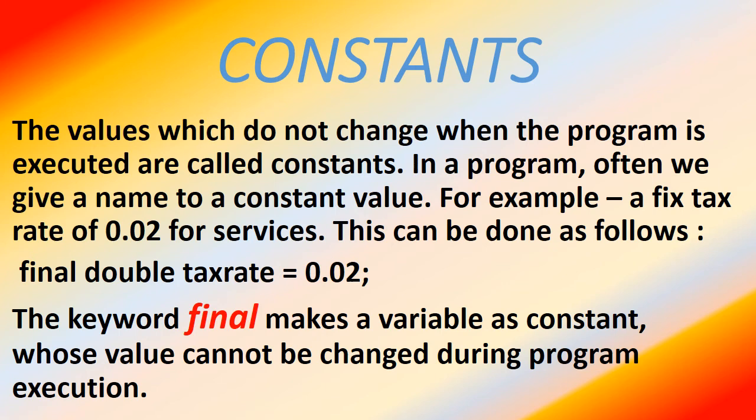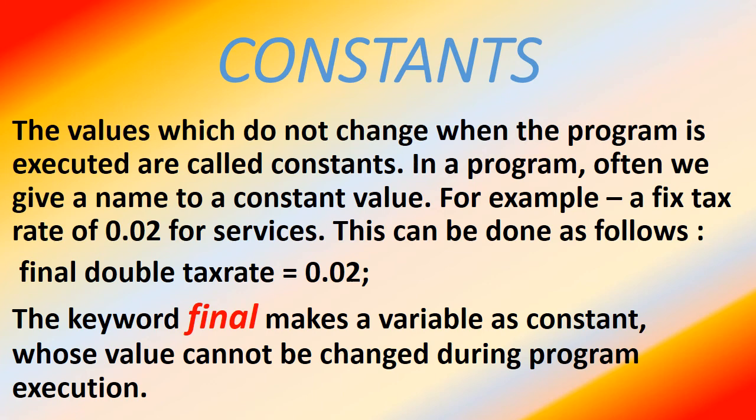For example, there is a fixed tax rate of 0.02. Okay, and we will declare it as double taxRate, and I give it 0.02. I fixed it as 0.02. And how can I fix this value? How can I make it a constant? By using the final keyword. Which keyword?